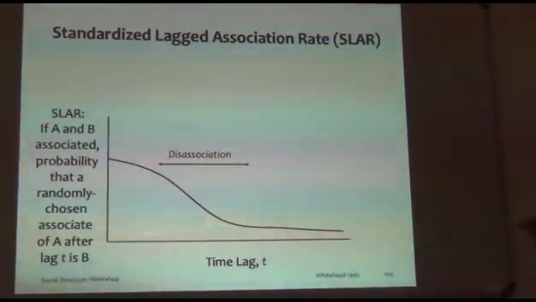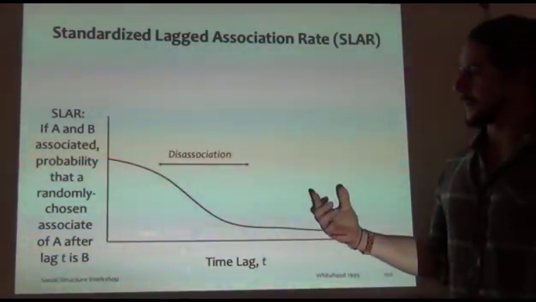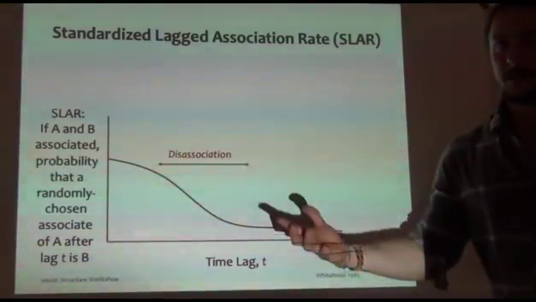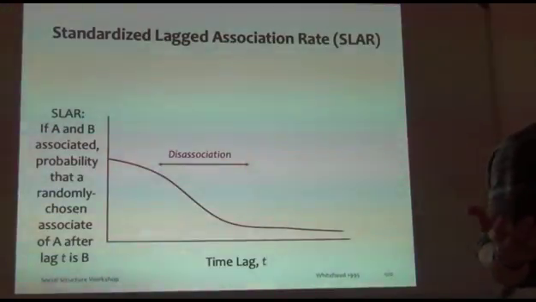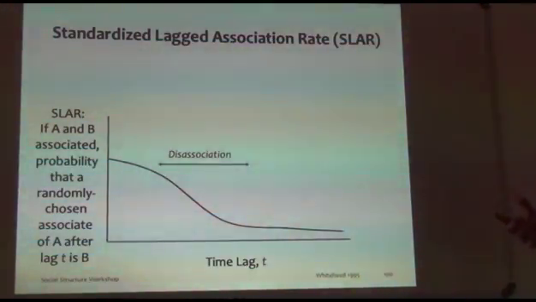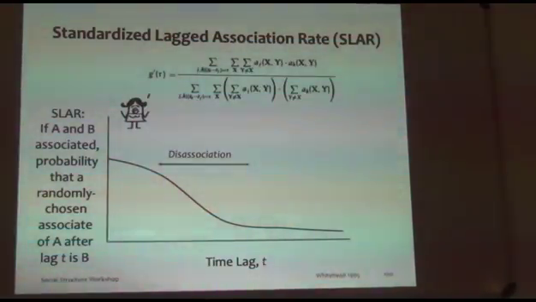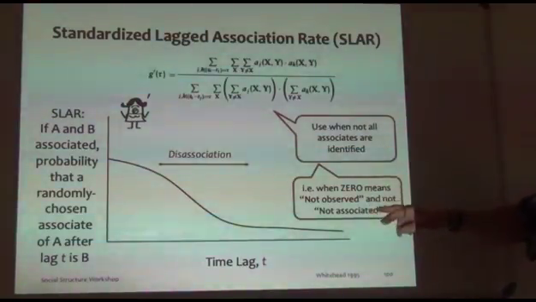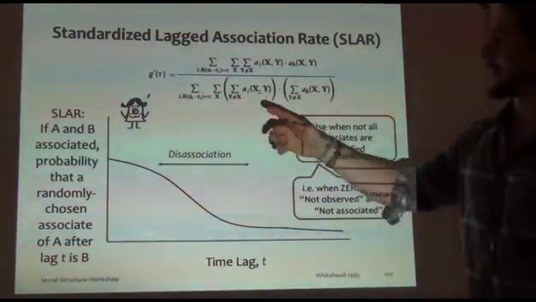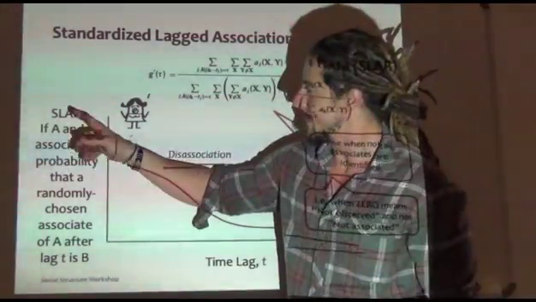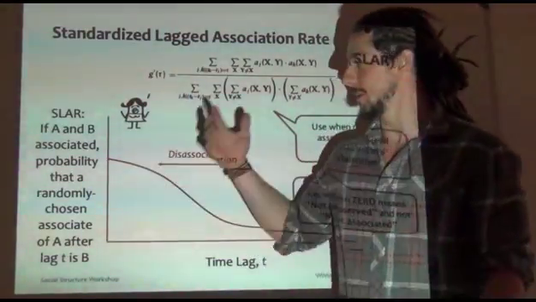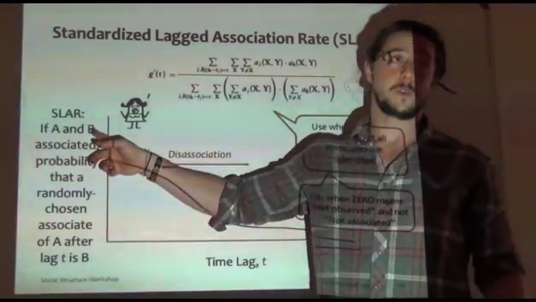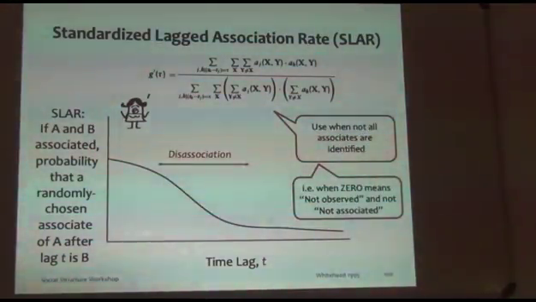A modification of the association rates is the standardized association rate. Here we account for the fact that sometimes not all individuals are being identified in the field, so we don't know if they're not associated because they don't want to be in association or because you simply didn't identify them. So when not all individuals are associated, we don't know if 0 means not observed or not in association. So a standardized lagged association rate is: if individuals A and B are associated, now the probability of a randomly chosen associate of A after time lag T will be the individual B. Okay? Let me show an example.